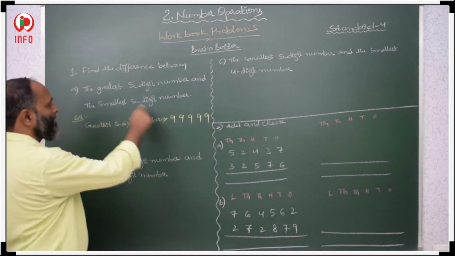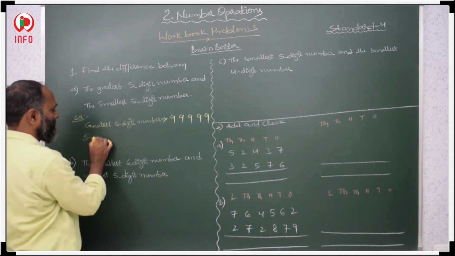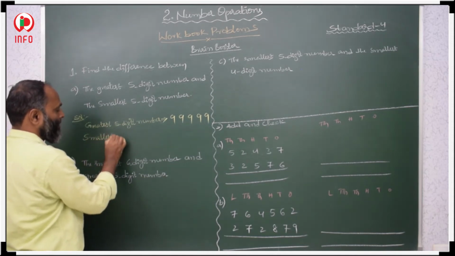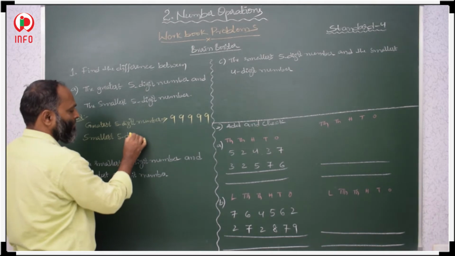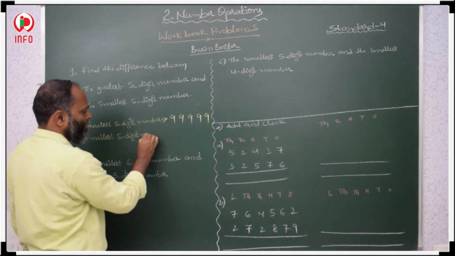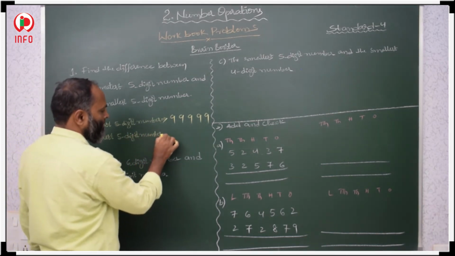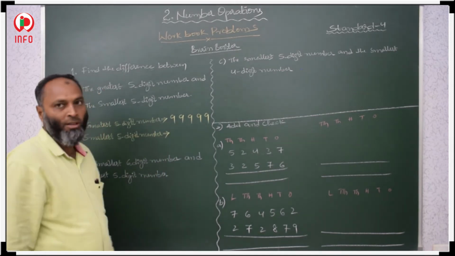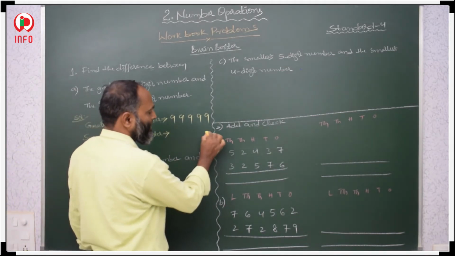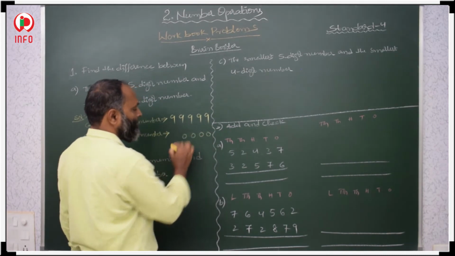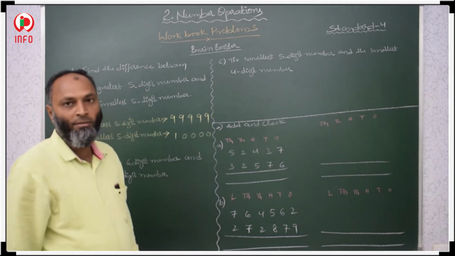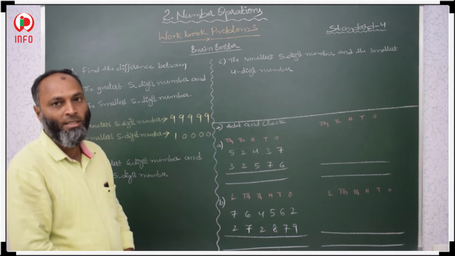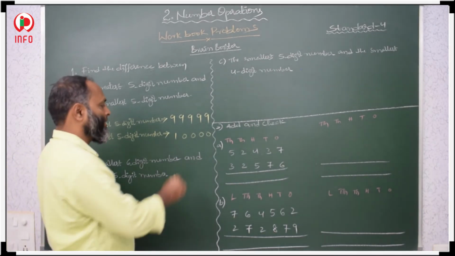Then the smallest 5-digit number. How do we take the smallest 5-digit number? In the smallest case, we have to take 0, 0, 0, 0, four zeros and 1. This is the smallest 5-digit number.